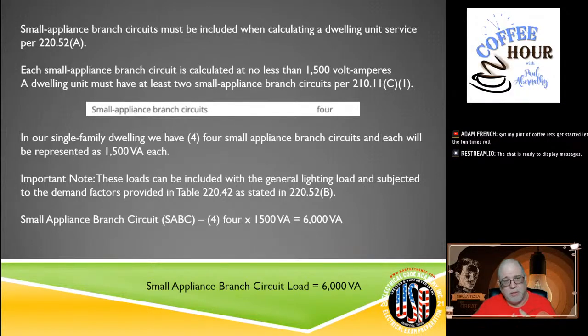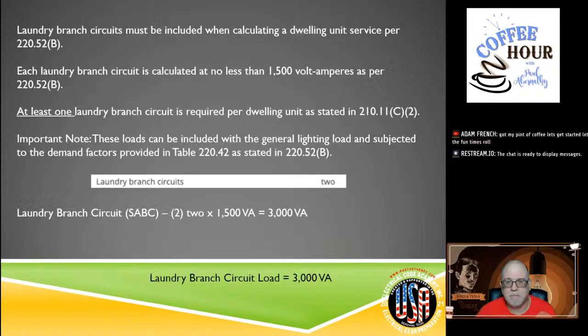So I've already got the first one. That's the general lighting and general use. Next one I'm writing down is small appliance branch circuits, right? I know you got that written down. All right, so let's move on to that laundry.